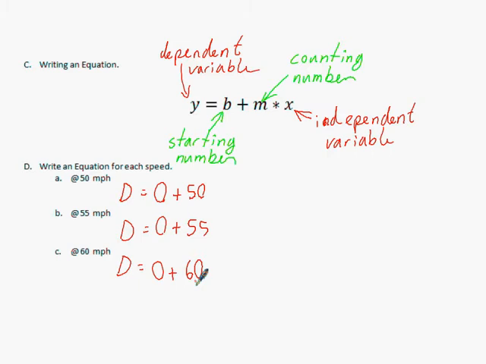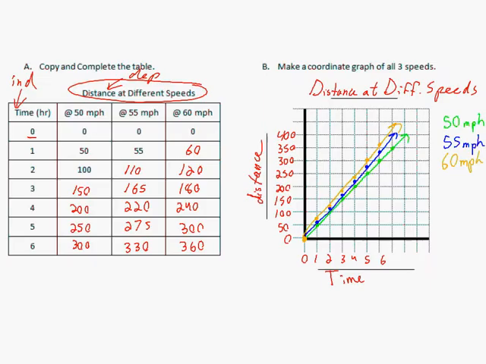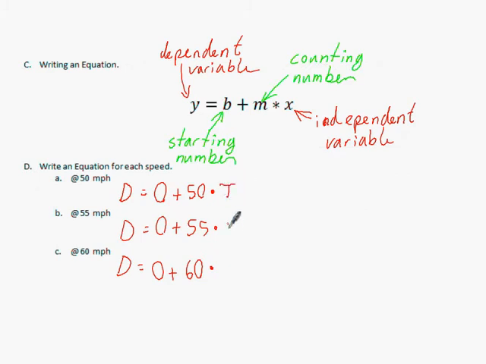Last but not least, times the independent variable. So my little multiplication dot. The independent variable is time. The letter I'm going to pick is T. So our equations read as this. D equals 0 plus 50 times time. D equals 0 plus 55 times time. And D equals 0 plus 60 times time. The only thing different is the number that was counted by. Everything else was the same. Once you memorize this, writing equations can be very, very easy.